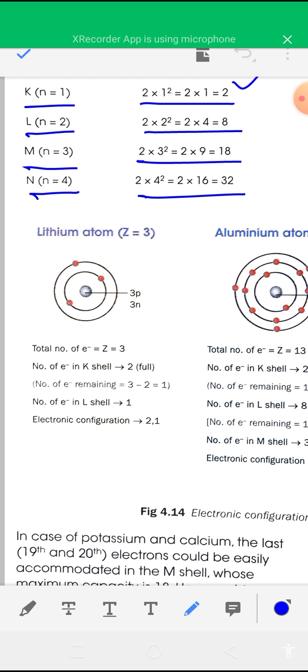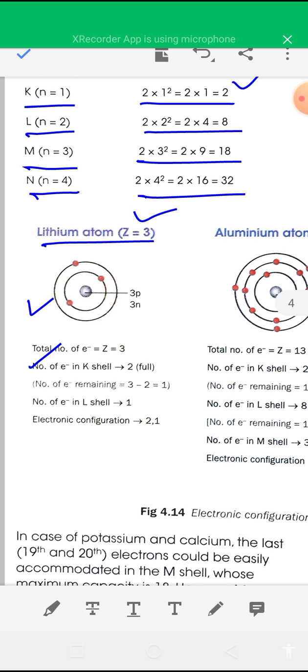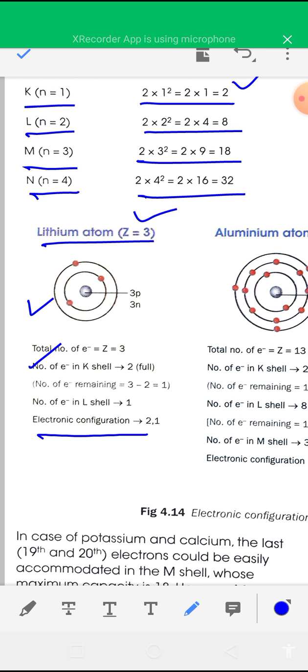Now see the electronic configuration of lithium. Lithium has atomic number 3. So in lithium, 3 protons are there, and 3 electrons are also there. You have to arrange the 3 electrons in different shells. In the first shell 2 electrons, and in the second shell 1 electron, because the first shell can accommodate maximum 2 electrons. The rest 1 electron you give in the second shell, the L shell. So the electronic configuration of lithium is 2, 1.